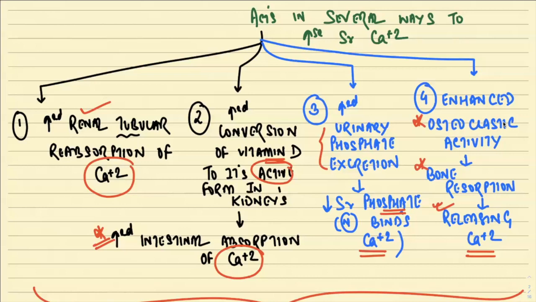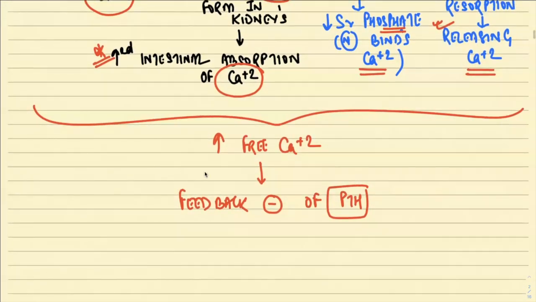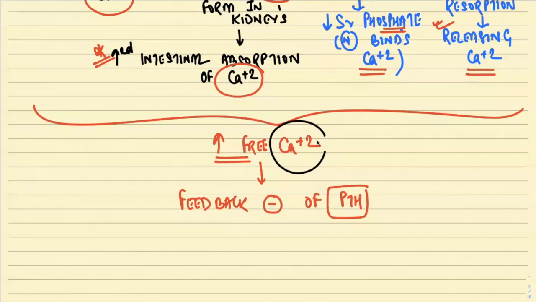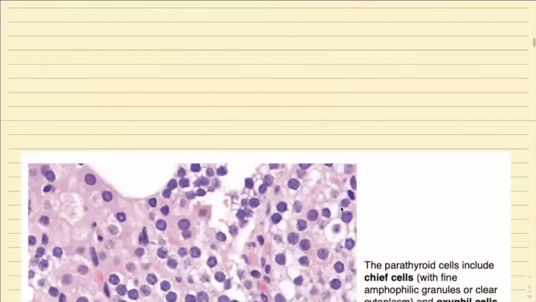So by all these four processes, the normal parathyroid acts to increase the free calcium. Whenever the amount of calcium in the body comes back to the normal level, it inhibits the release of parathormone from the parathyroid. So there is a feedback inhibition of the release of parathormone from the parathyroid gland. Is the normal physiology very clear to everyone?